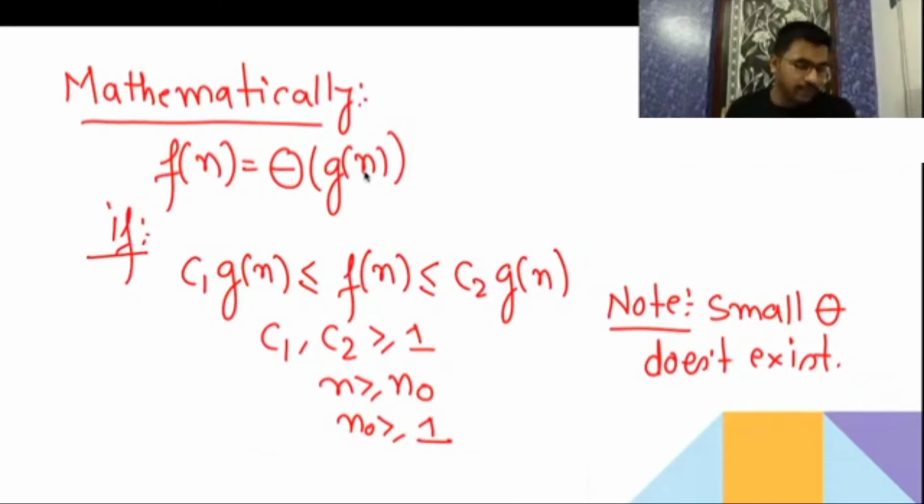Yes, correct, Chandra. g(n) are both the same function with different constants. Then we can say that it is a theta. Fine. Are you done with the writing? Can I go to the next slide now? So now go to the next slide.